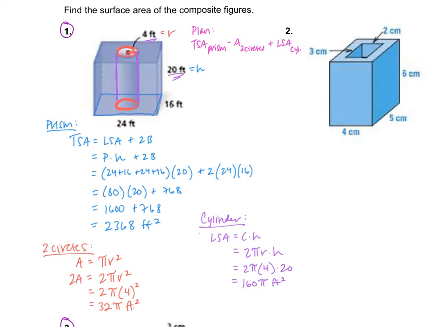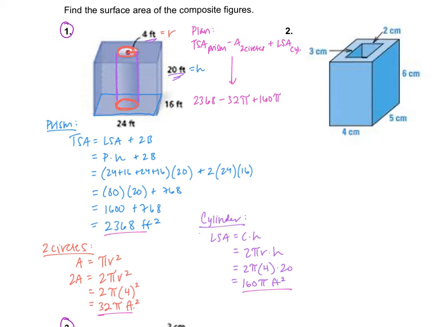So let's look at those values now, and I'm going to underline them so we can reference them and easily put them in the calculator. I'm going to show you the exact number as well as our approximate number if we put it in the calculator. So coming down here, we would have 2,368 feet. We would subtract out 32 pi, and we would add in 160 pi.